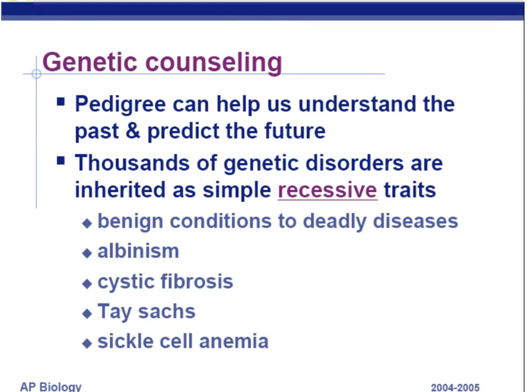Some of the recessive traits are things like Tay-Sachs, malfunctioning enzymes that break down lipids in the brain. Cystic fibrosis is a protein channel that doesn't work, mainly in Caucasian populations. Tay-Sachs affects mainly Jewish populations. And sickle cell anemia affects mainly African populations, and it's an inability to make normal hemoglobin, which causes the cells to sickle.